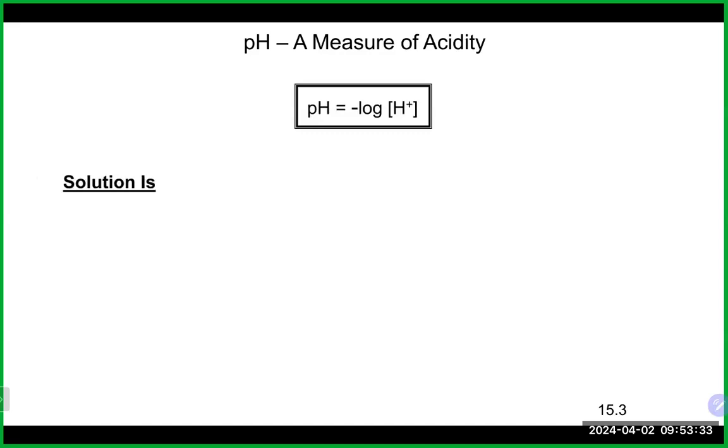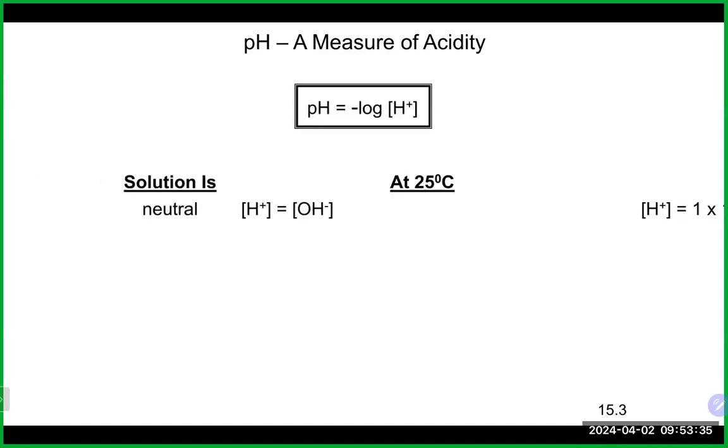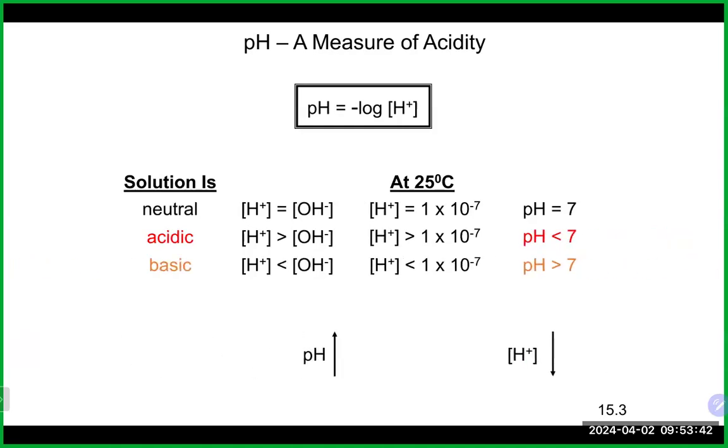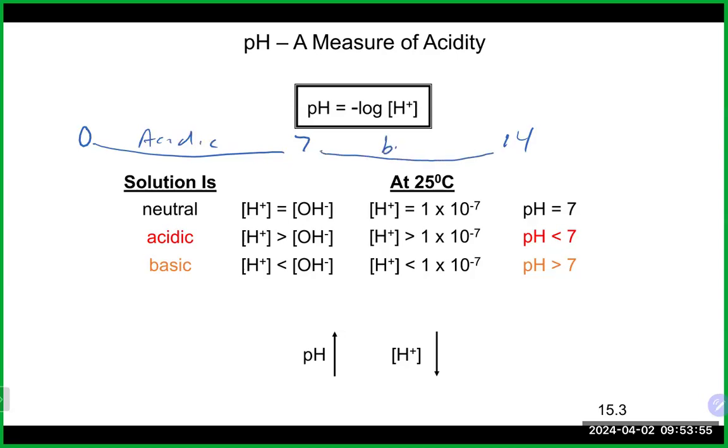So next we're going to talk about the pH scale. The pH scale is a measure of acidity, and the pH scale does run from 0 to 7 to 14. Less than 7 is acidic, greater than 7 is basic, and 7 on the nose is neutral, and that's what we're going to consider in this class to be neutral, 7 on the nose.